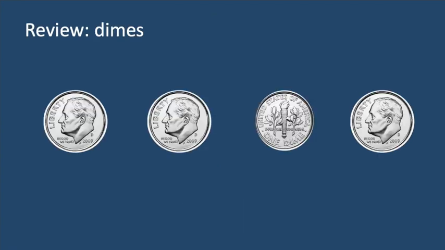These coins are dimes. Dimes are worth 10 cents. The tail side of the dime tells us that it's 1 dime. It does not tell us that it's 10 cents, so we have to remember that dimes are worth 10 cents. 10 dimes equals $1. There are 4 dimes here. We count dimes by 10, so here we have 40 cents.